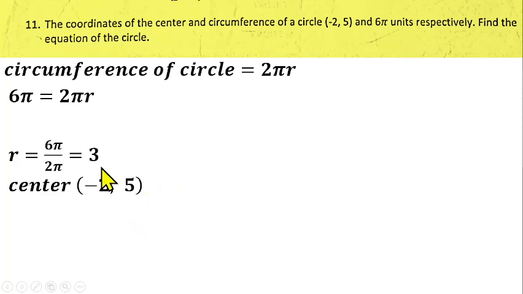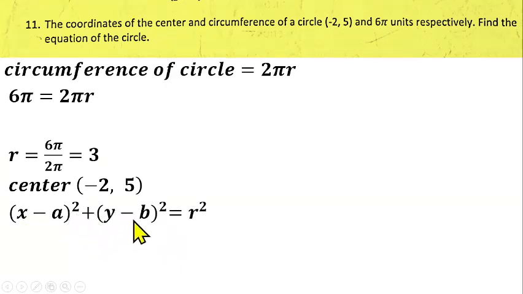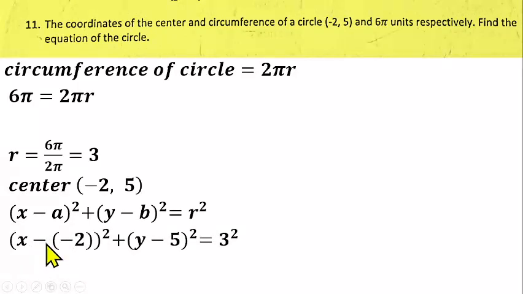Since we know the center, we know the radius, so we have (x minus a) squared plus (y minus b) squared equals r squared, where a and b are the coordinates of the center and r is the radius. So if you substitute that here, our a is minus 2 and our b is 5. If you put that there, you have x minus a, which is minus 2, open bracket minus 2, then squared, plus y minus our b, which is 5, squared, and our r is 3, then squared.